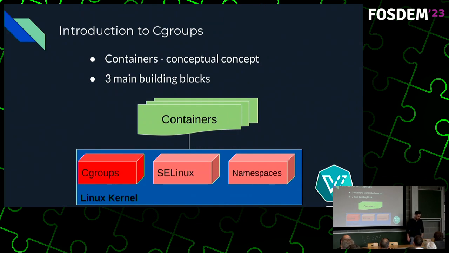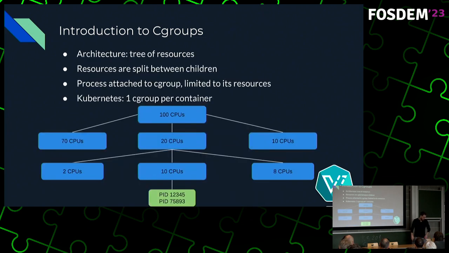So let's talk about containers for a second. Containers are actually a conceptual concept that can be implemented in many ways. From the Linux kernel's perspective, there isn't such a thing as a container, really. There are basically a couple of main kernel features that serve as the building blocks for containers. One of them is Cgroups. Cgroups is very important and is one of the main building blocks for containers. So let's talk about Cgroups a bit.